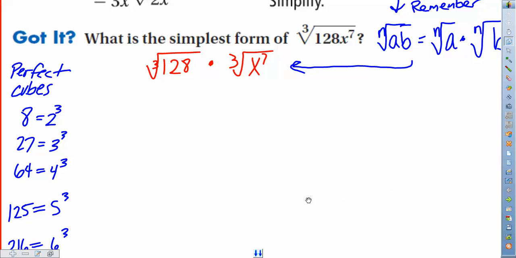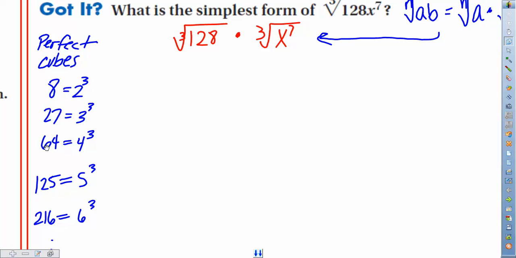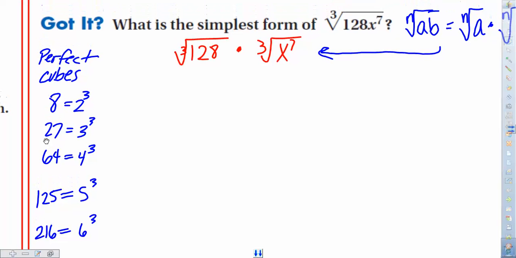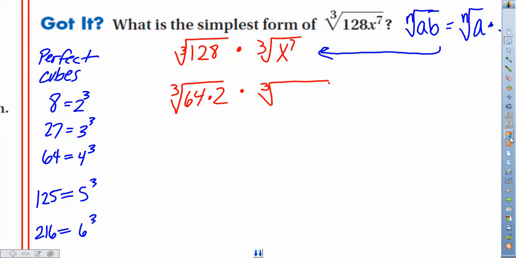Now let's focus specifically on that cube root of 128. Of course, 128 is not on this list, but is there a number on that list, the biggest one, that will divide evenly into 128? I think 64 can do it, right? 64 times 2 would give you 128. And then we can simplify that. We'll simplify that cube root of 64 times 2 in a moment.